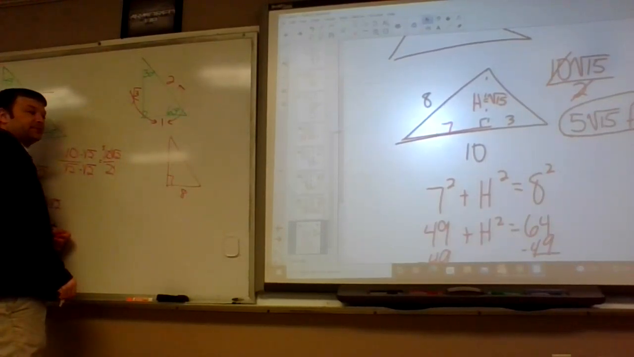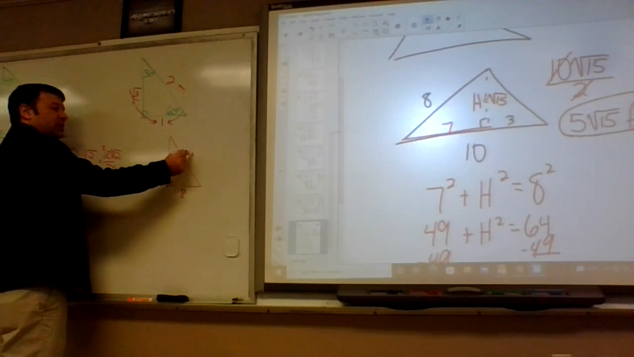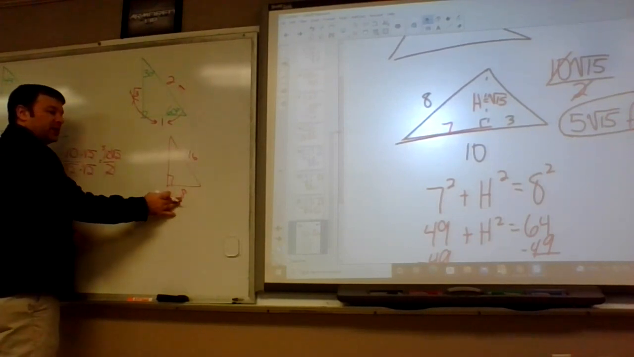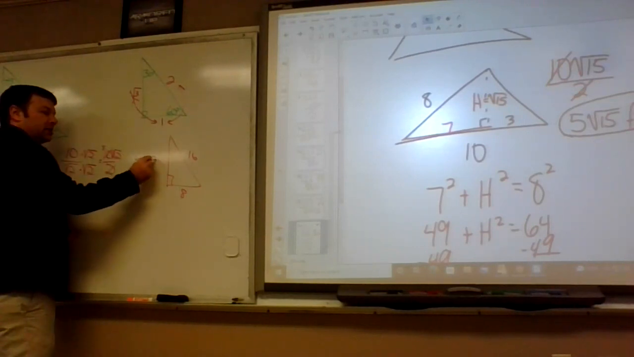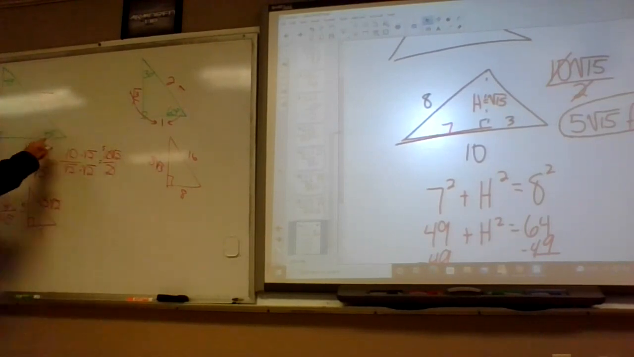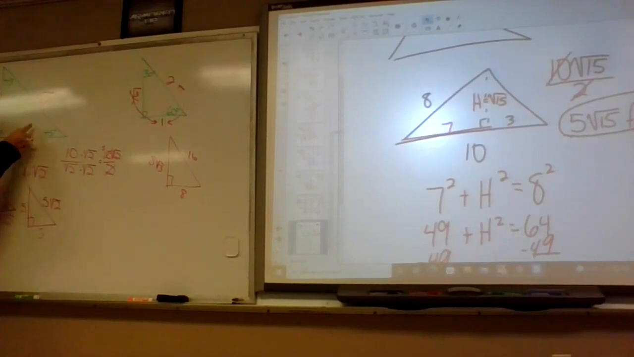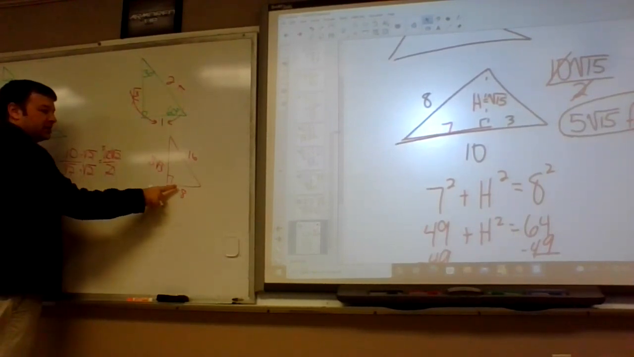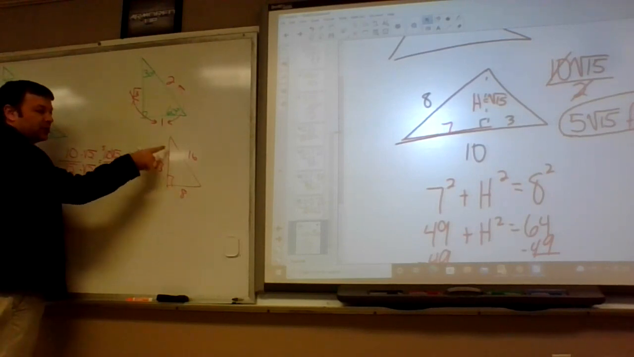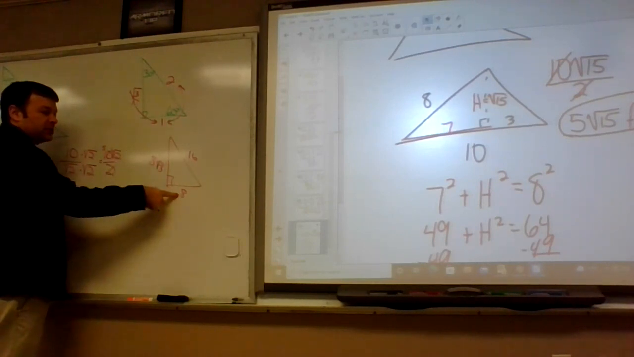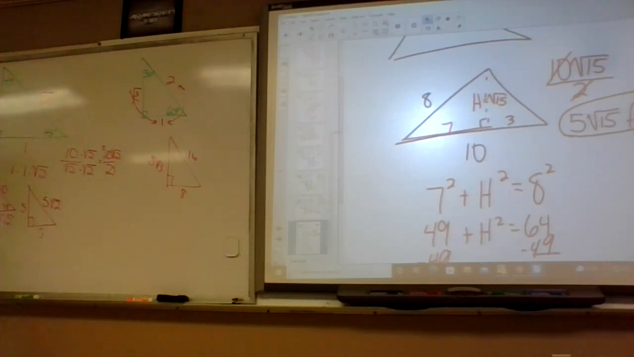Anyway, if the short leg is 8, what do you guys think the hypotenuse is going to be? 16. Just twice as big. But if the short leg is 8, what's the long leg going to be? 8 square root of 3. Right, you got it. So it's kind of like this one. It's 5 square root of 2. So this one is 8 square root of 3. If you have to go backwards from the long leg to the short leg, it's going to get smaller, so you have to divide by square root of 3. But anyway, that's the general idea. They're called special right triangles.